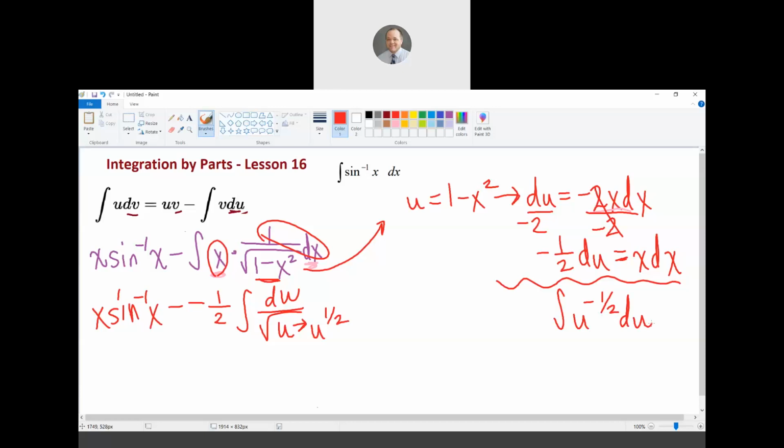Now we're ready to take the antiderivative, or undo the power rule for derivatives, by adding 1 to the original exponent. And that is actually what we divide by, our new exponent. So that gives us u to the 1/2 power over 1/2. When we flip the fraction, or divide by 1/2, we get 2u to the 1/2 power.